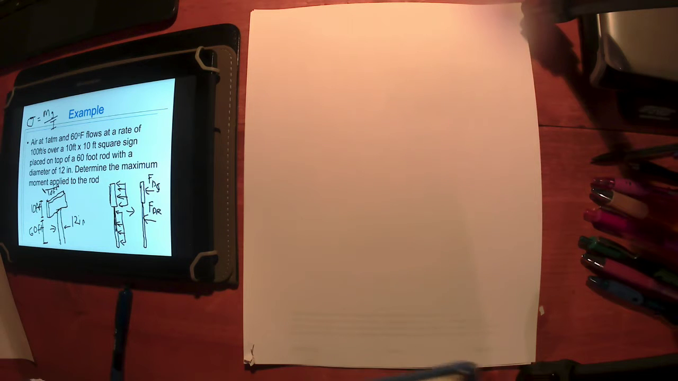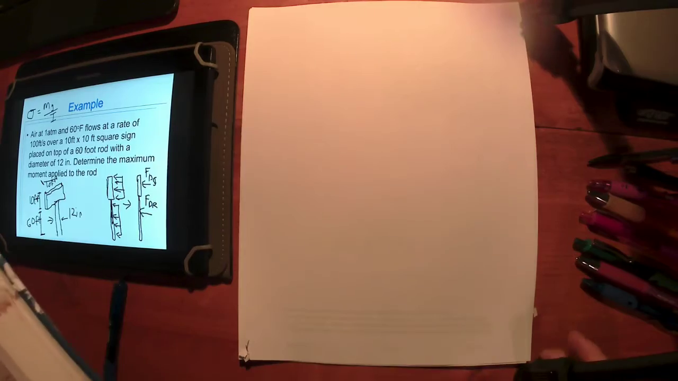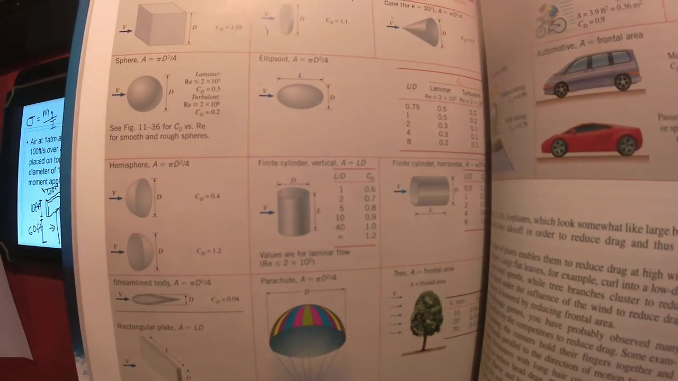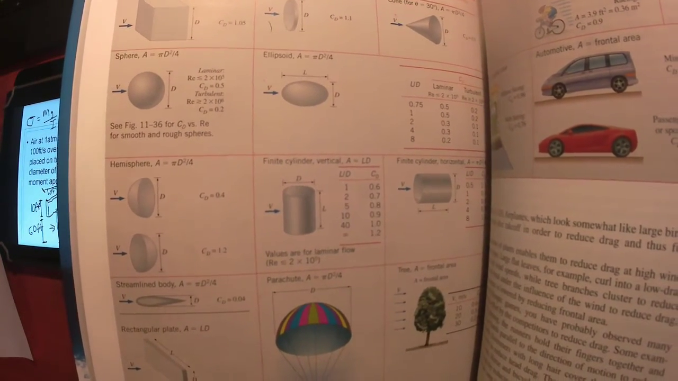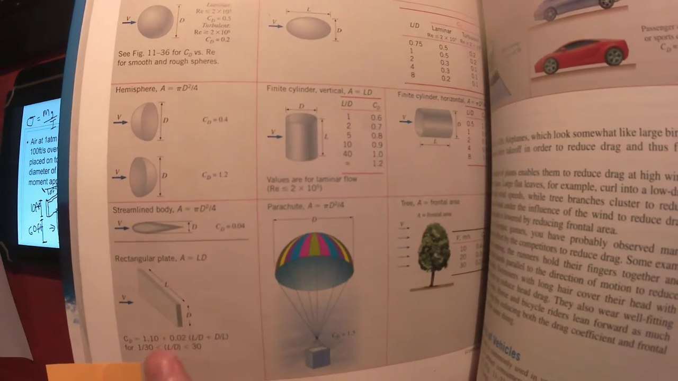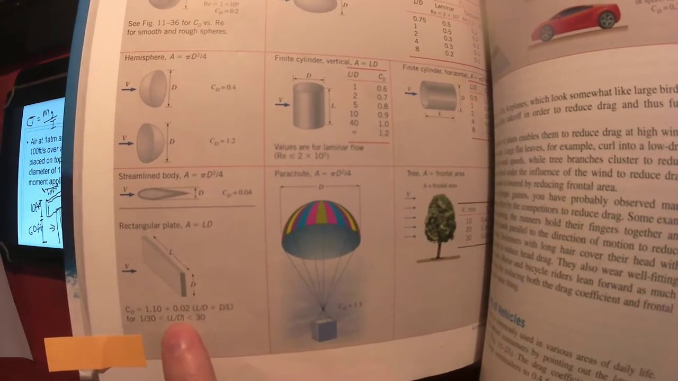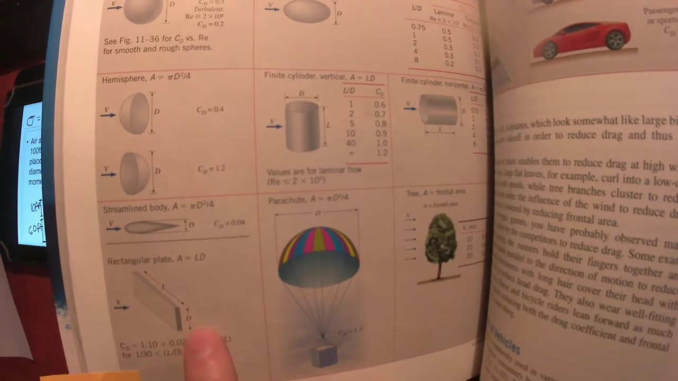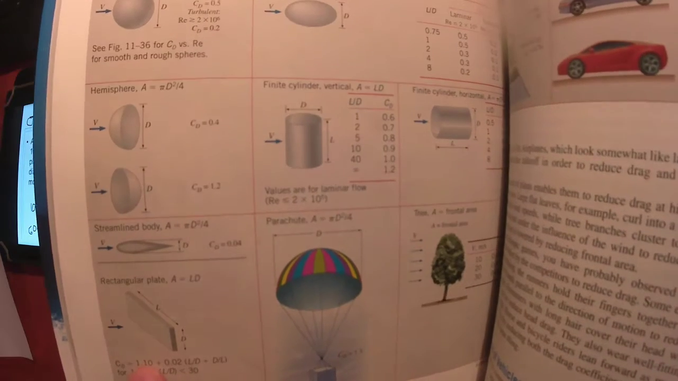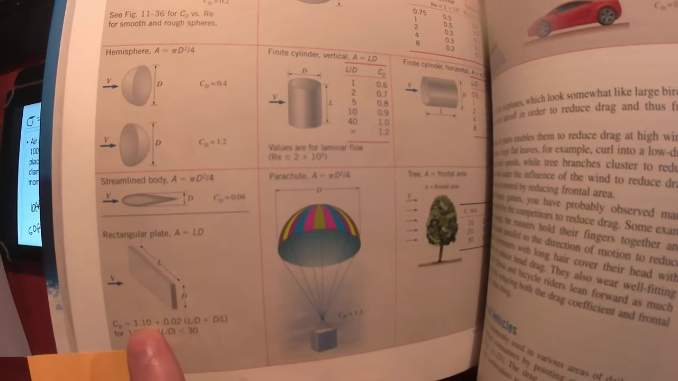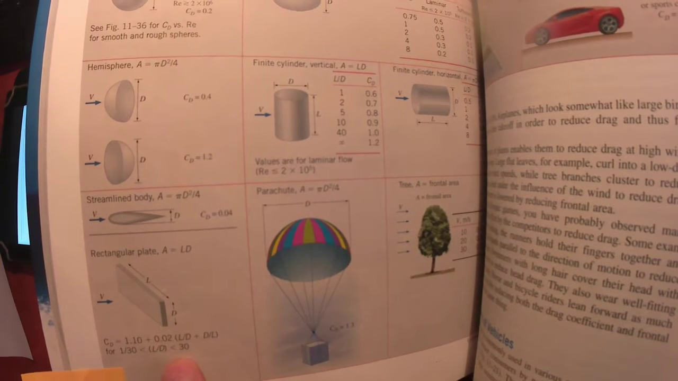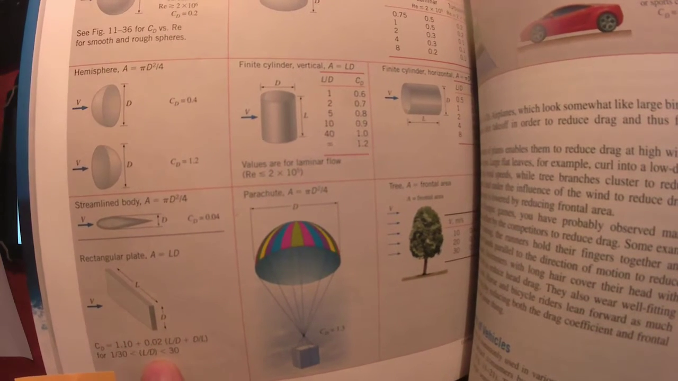So let's start with the sign here. I want to see if I'm on the screen or not. No, I was not. This one. All right, you see this one? I got a rectangular plate, area length times this d, the height there. It says the coefficient of drag for that guy is going to be this based on this expression, and that's for this range here. So we're in that range.